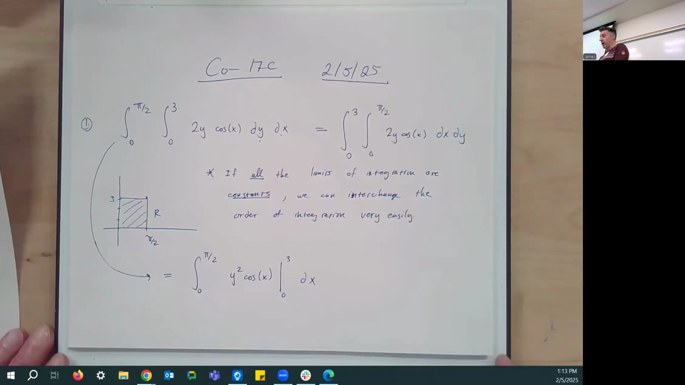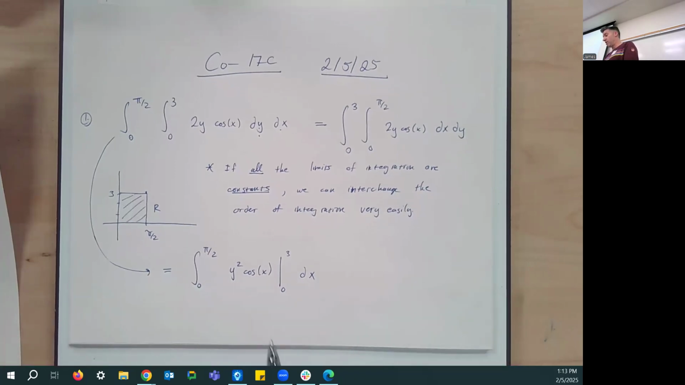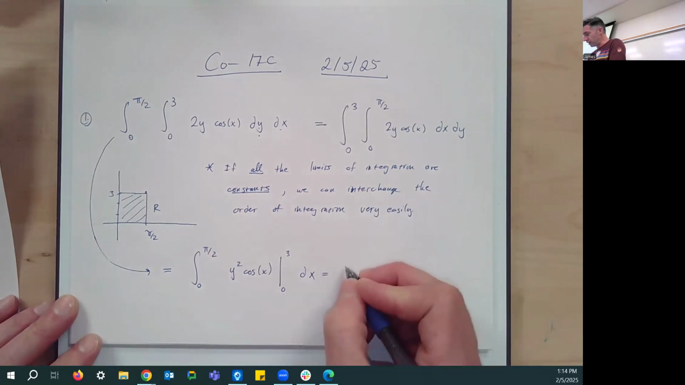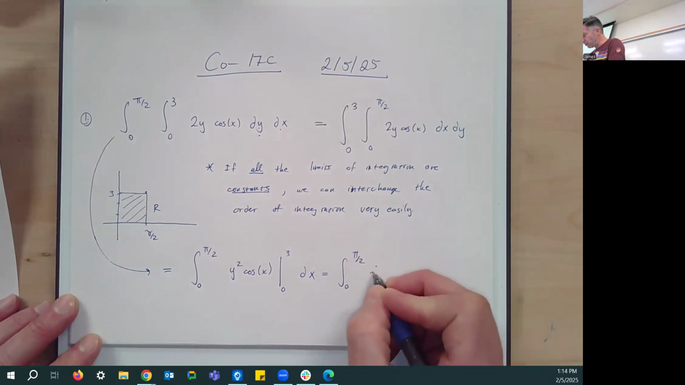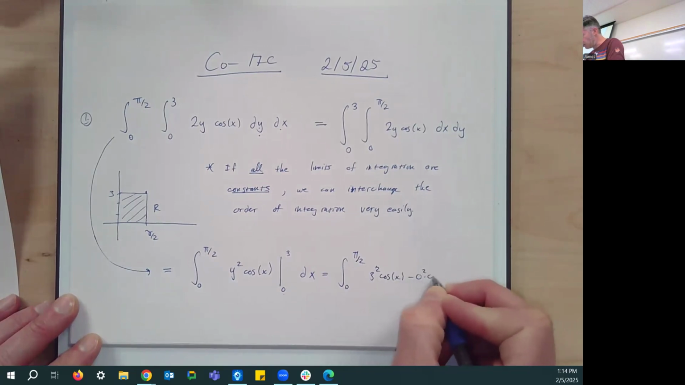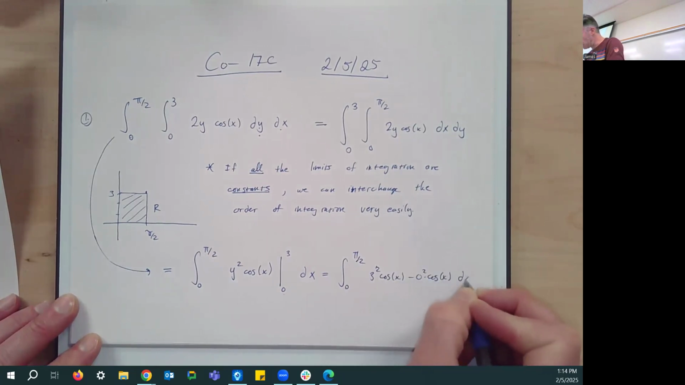This is where I personally would probably write y equals 0 and y equals 3 to remind myself that I'm only plugging those in for y, not for x. The dx here still says we have to integrate with respect to x, so we shouldn't be plugging into the x's yet. So we plug in for the y's and get the integral from 0 to pi over 2 of 3 squared times cosine of x minus 0 squared times cosine of x dx.